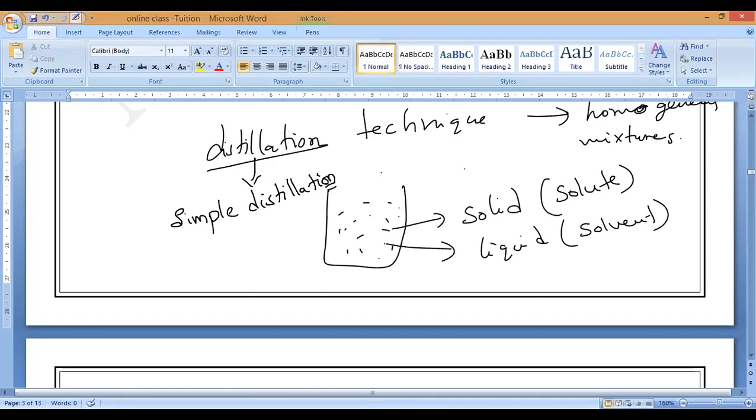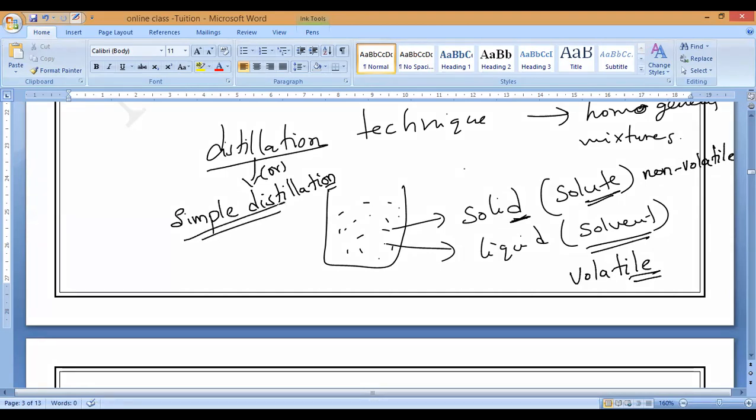The difference between them, that is what I am saying. All of you should remember. This distillation technique, which we can also call simple distillation, we can use only when the solid substance, the solute, is non-volatile and the solvent must be volatile in nature. Then we use simple distillation.